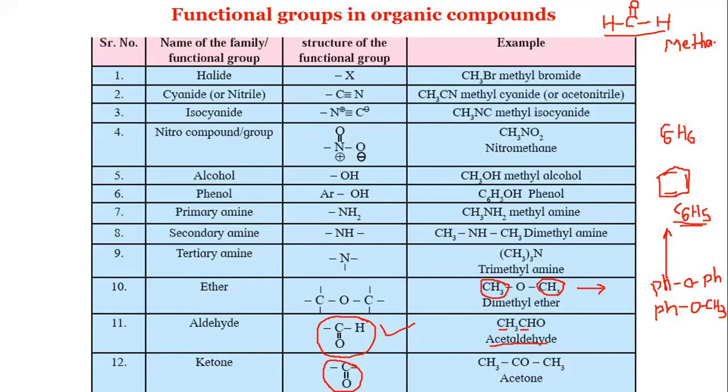Methanal, N-A-L. Now, if this is methanal, then what will be the IUPAC name of this compound? With 2 carbons only, it becomes ethanal. If 3 carbons are there, it becomes propanal. If 4 carbon atoms are there, it becomes butanal, then pentanal, then hexanal. According to this, we have to write the IUPAC names of aldehydes. But here, the names are not important. Identification of the functional group is important. I'm talking about this particular table only.